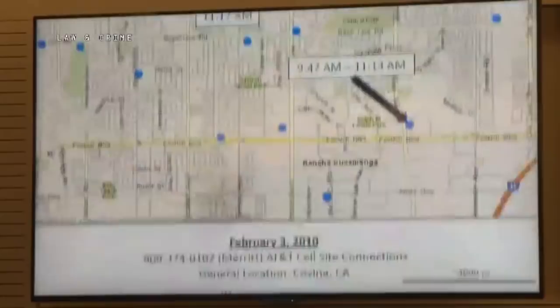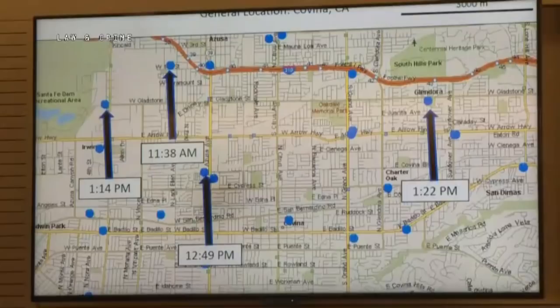464, are we still on February 3rd? Yes. It's going to be from 11:38 a.m. through 1:22 p.m. The cell phone connects to multiple towers in the Covina area. The three cell towers to the left, which would be 1:14 p.m., 11:38 a.m., and 12:49 p.m., are in the area where that Metro Sheet Metal is that you pointed out. Can you put a red circle on that with an MSM for us in that general location?